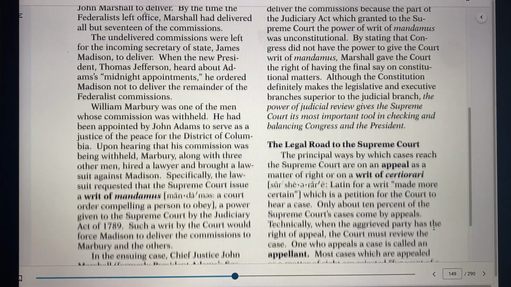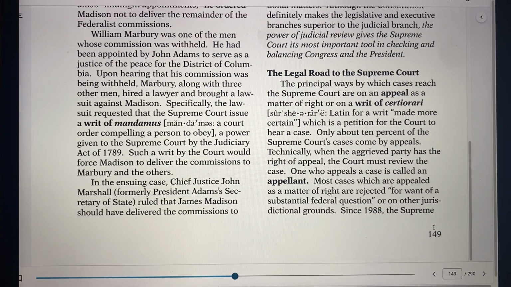So, the legal road to the Supreme Court. Let's talk about this. The principal way for a court case to come through is to appeal by a writ of certiorari. Let me say it, I pronounced it wrong. In fact, it's pronounced certiorari. Let me see if I pronounce that. I am not familiar with this one. Writ of certiorari.